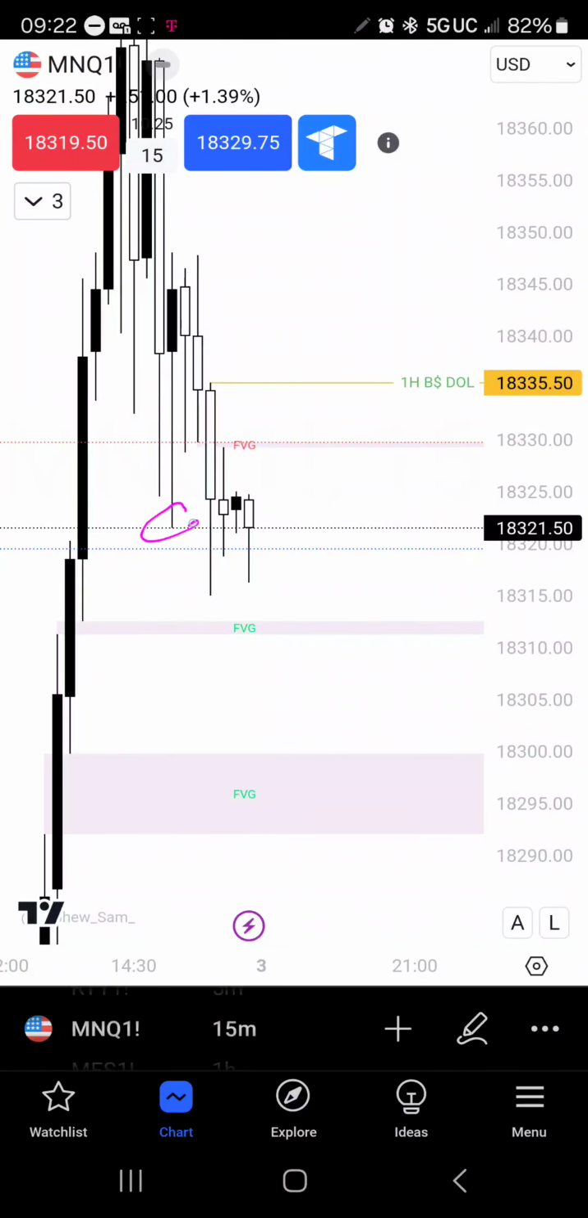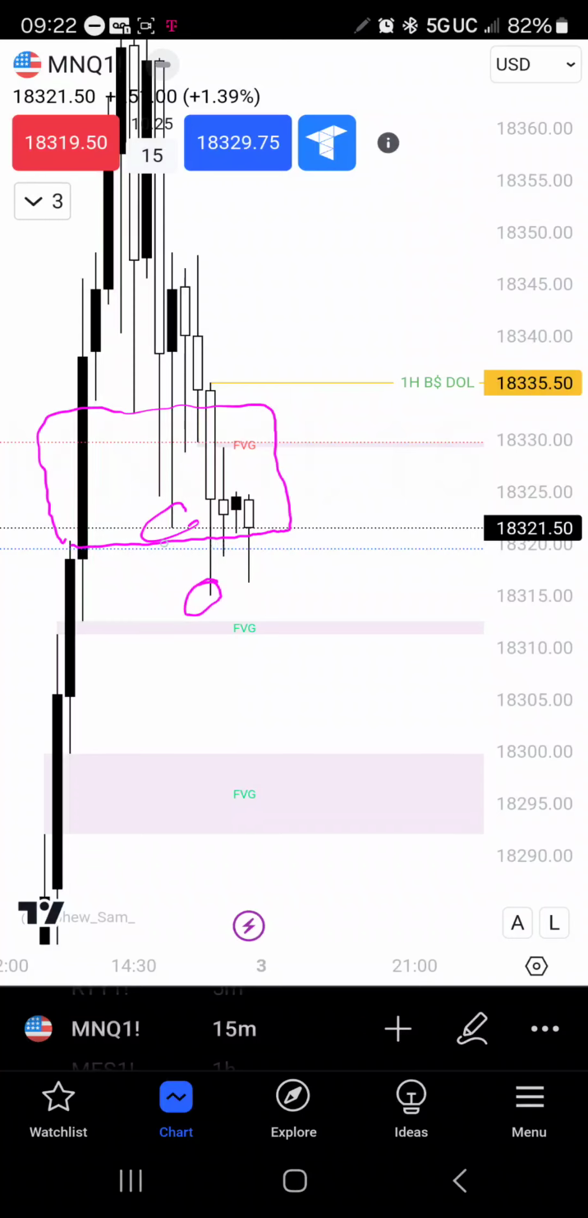This low was swept with this low. So we could possibly start seeing it pull back up to the 1 hour buy side draw on liquidity or this FVG. What else took place, guys? This fair value gap was respected. Right now, the consequent encroachment of the fair value gap has obviously been disrespected.